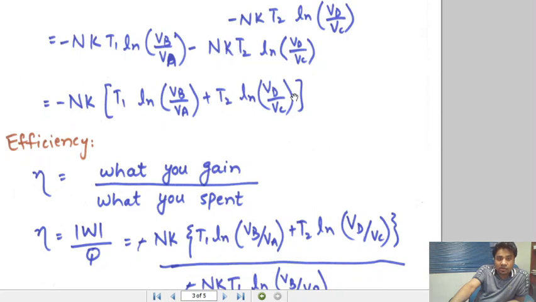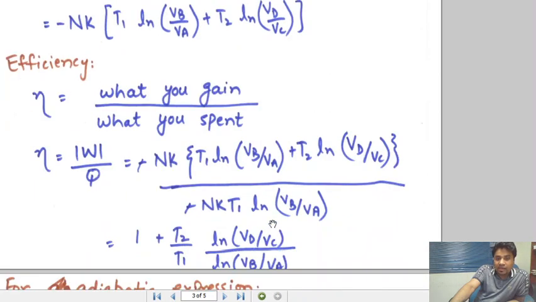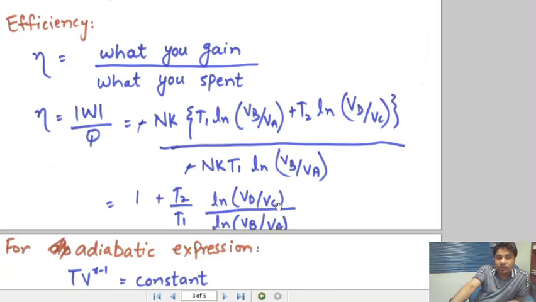So this efficiency will be equal to the net work done divided by Q1, and the net work done is equal to this equation. So putting this value of the net work done here and dividing it by Q1, which is equal to nkBT1 log of VB over VA, after doing a little bit of calculation, you will find that the efficiency will be equal to 1 plus T2 over T1 log of VD over VC divided by log of VB over VA.